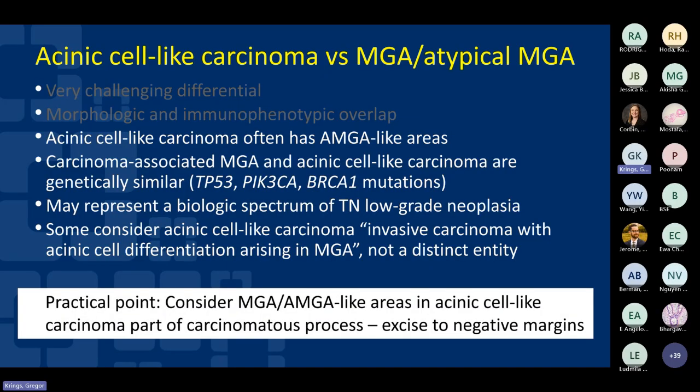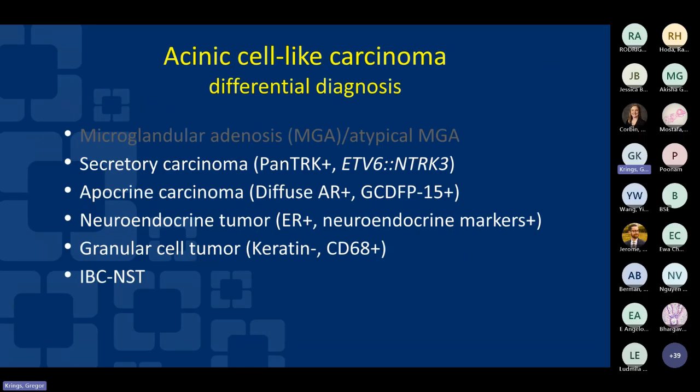Regardless, from a practical perspective, if you do encounter an actinic cell-like carcinoma with MGA or atypical MGA-like areas, it's best to consider those areas as part of the carcinomatous process and to excise the entire lesion to negative margins in order to help prevent recurrence. The differential diagnosis includes a number of other tumors that can have granular cytoplasm, which are listed here: other salivary gland-like carcinomas, especially secretory carcinoma, apocrine carcinoma, neuroendocrine tumors, even granular cell tumors. But generally, immunohistochemistry can relatively simply distinguish among these lesions.